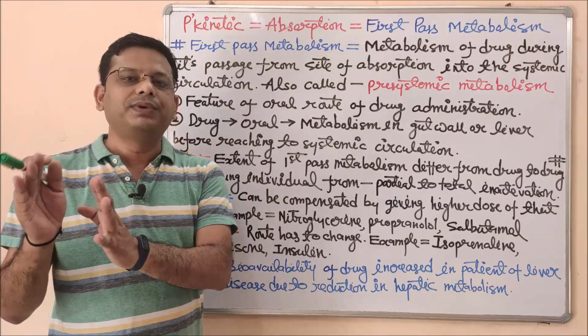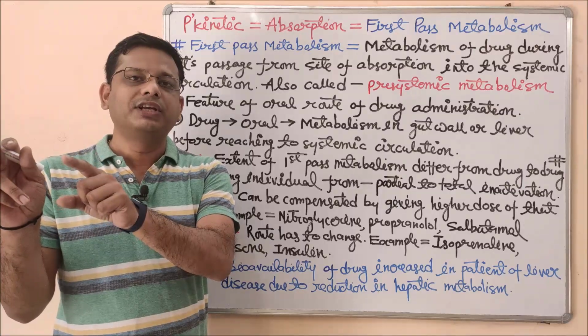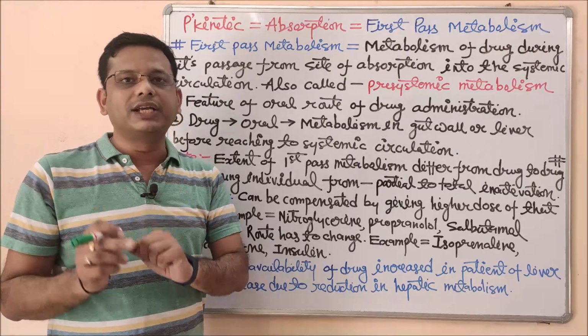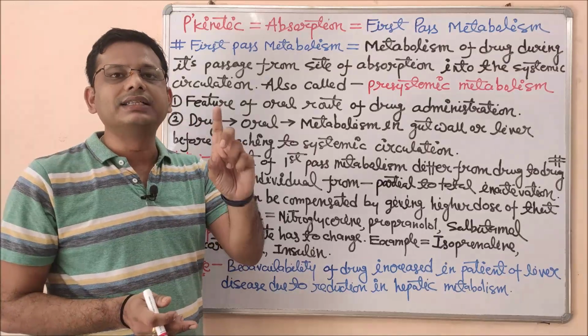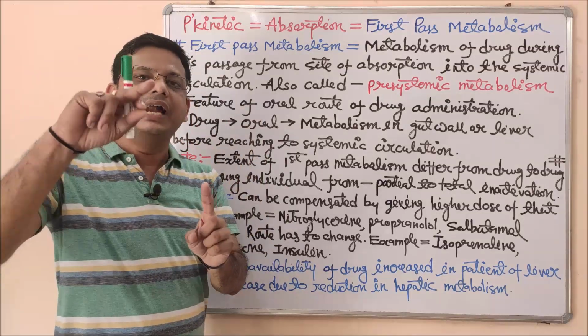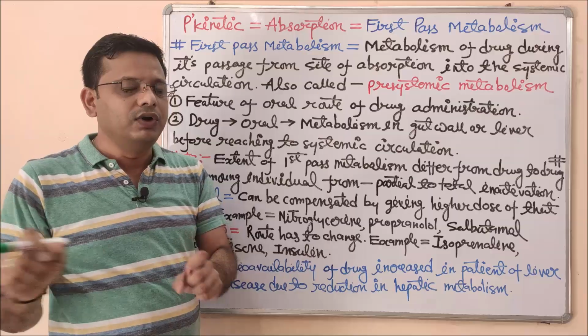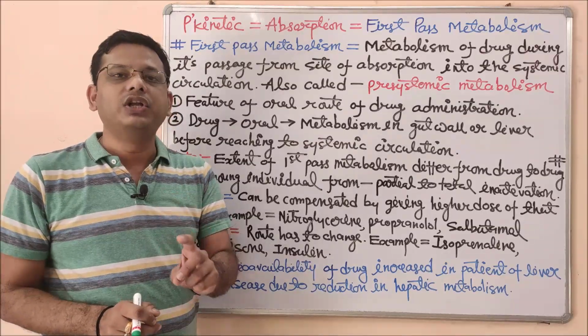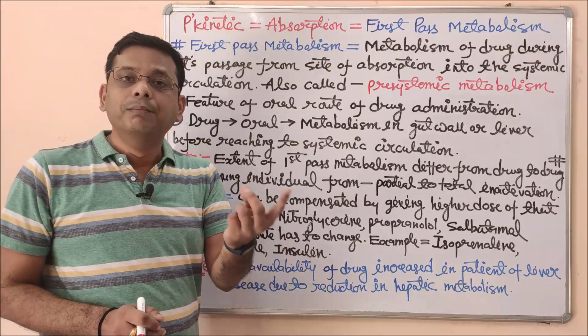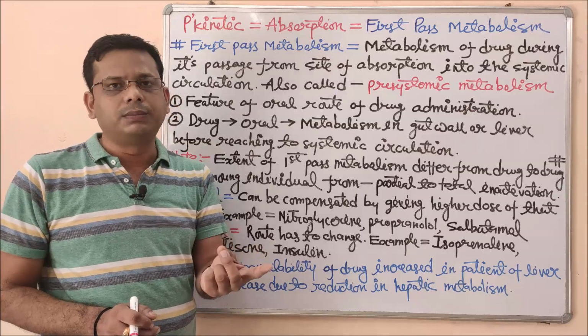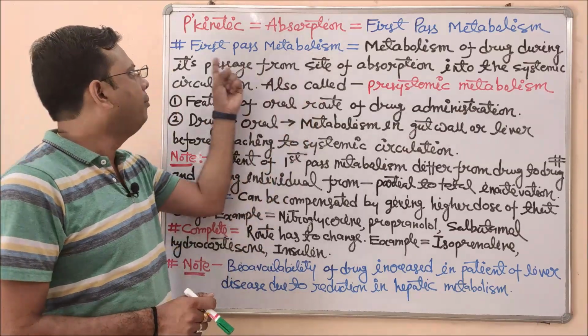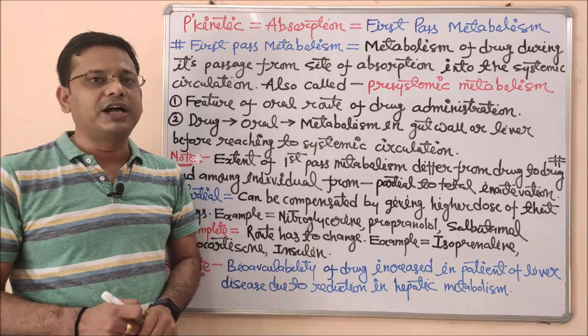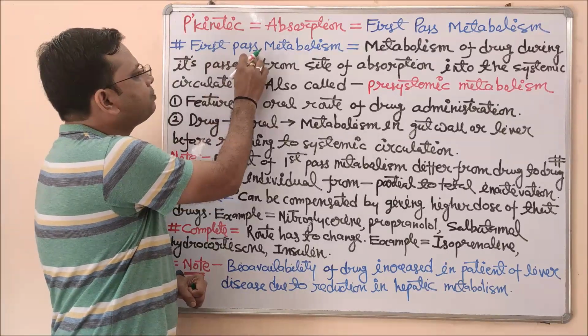Normally, metabolism takes place after the drug reaches the systemic circulation and then comes to the liver. But in case of first pass metabolism, the drug is metabolized before it reaches the systemic circulation. This is confusing, but you have to listen carefully, and if you want to clear the concept 100%, you should repeat it again.